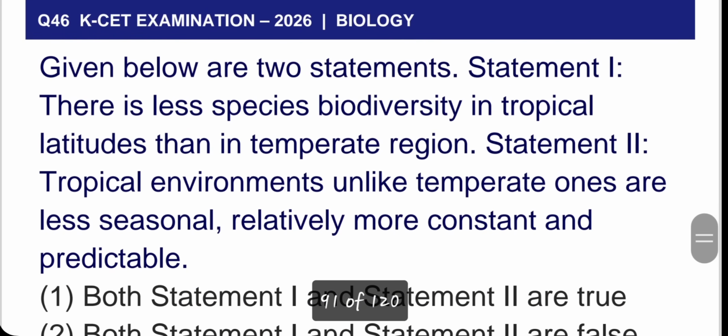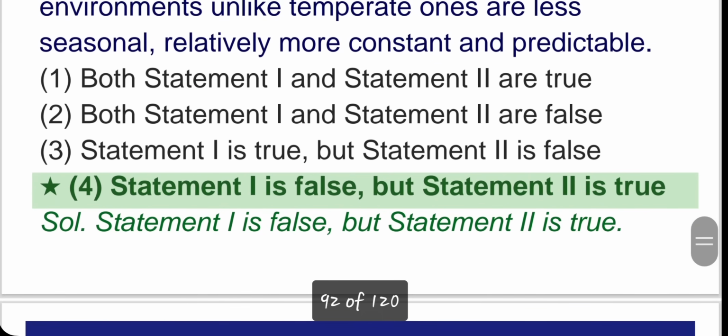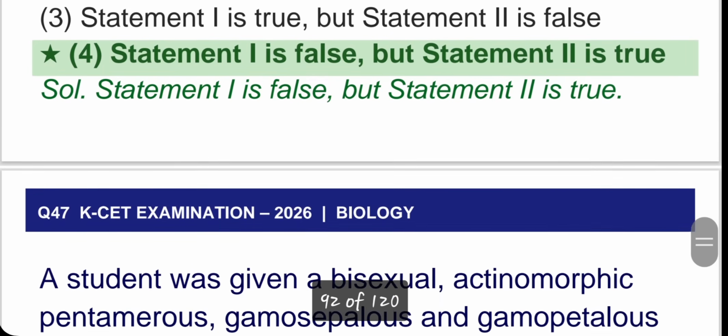Given below are two statements. Statement 1: there is less species biodiversity in tropical latitudes than in temperate region. Statement 2: tropical environments, unlike temperate ones, are less seasonal, relatively more constant and predictable. Statement 1 is wrong. Statement 2 is correct. Fourth option is right.